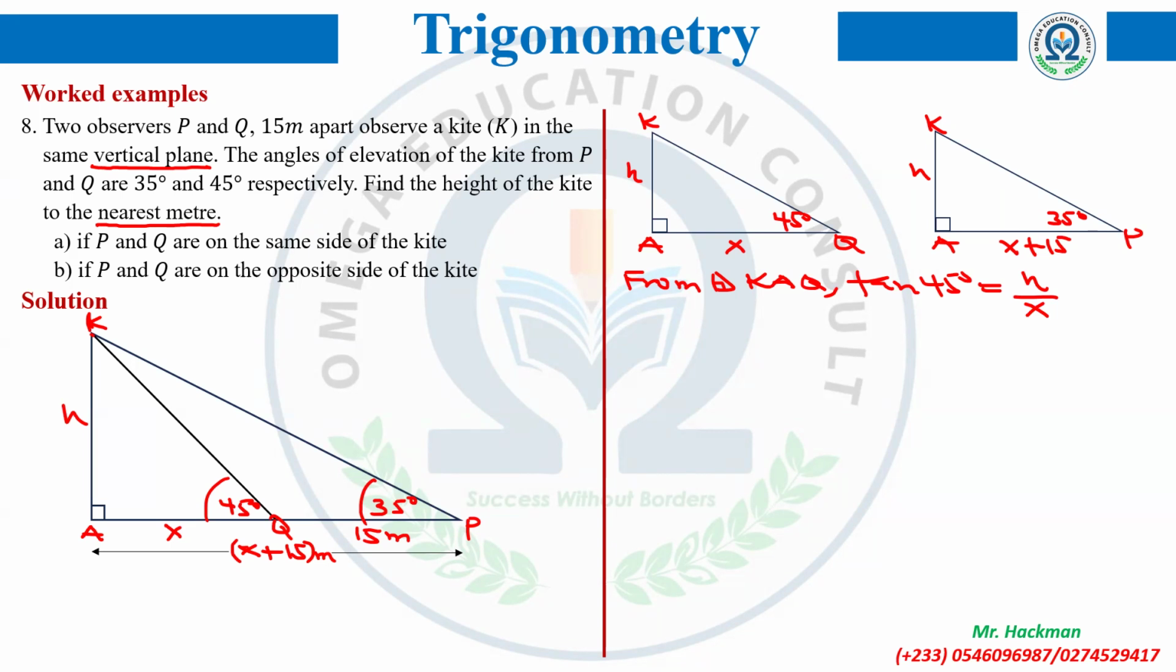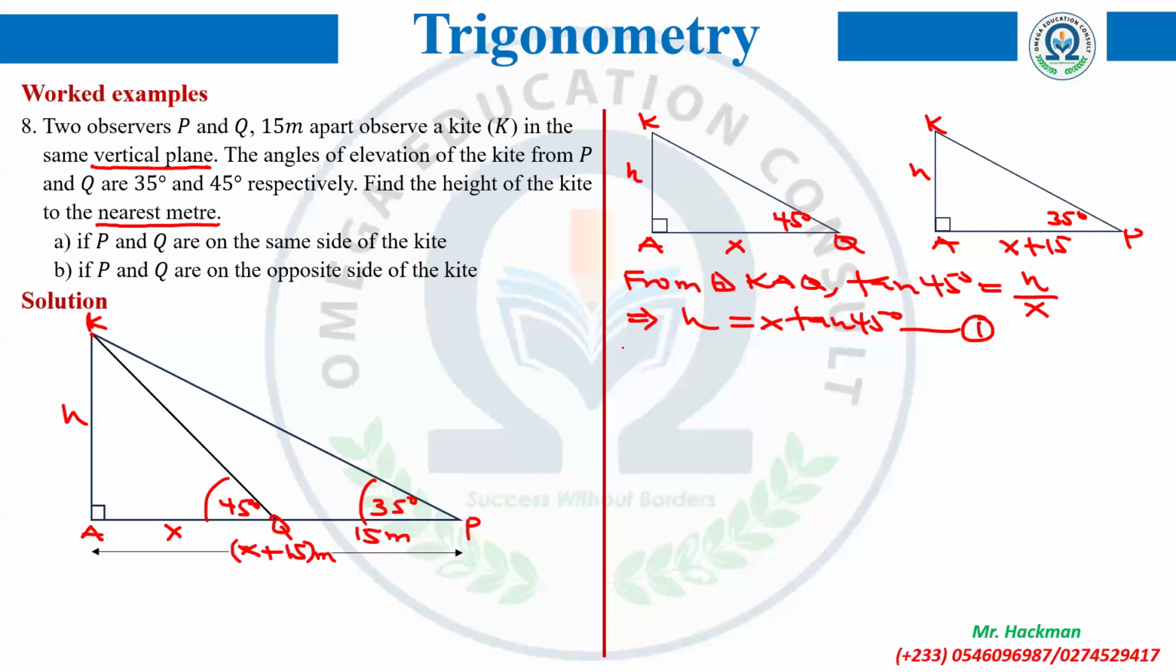Remember we are forming our equation in h. If you have a common side, form an equation for the common side. If you have a common angle, form an equation based on the common angle. But here we have a common side. So my next step: this implies that h will be equal to, multiplying through by x, x will cancel, so I'll get x tan 45 degrees. I label this one as equation one.